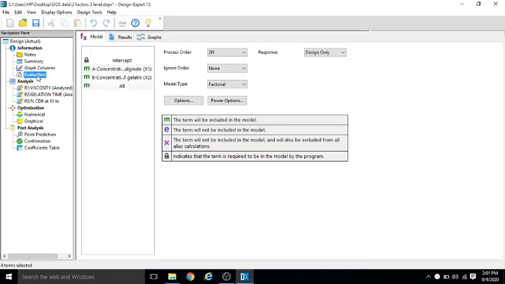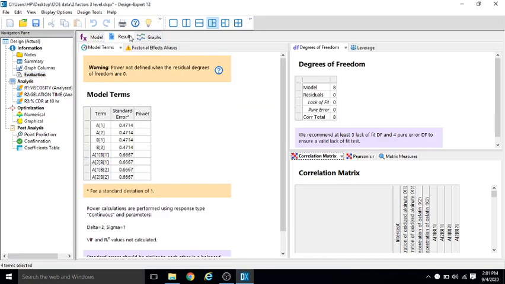Next is evaluation. In evaluation, we are not supposed to make any change because the software is capable of selecting the best possible setting. So we are not supposed to make any particular change here. Right. So this would give you some idea about standard error and all. This is also not so significant for our purpose.